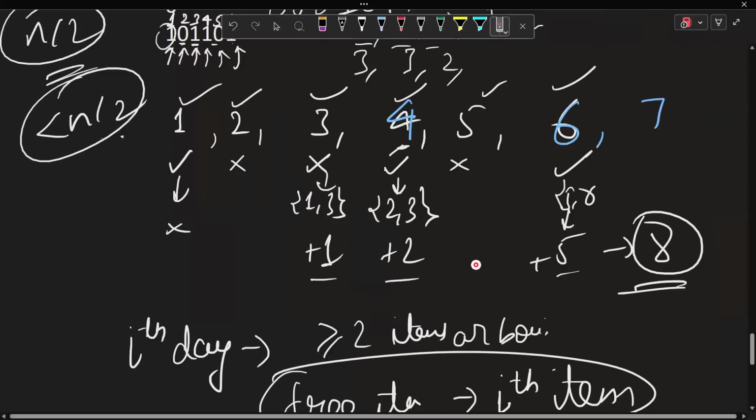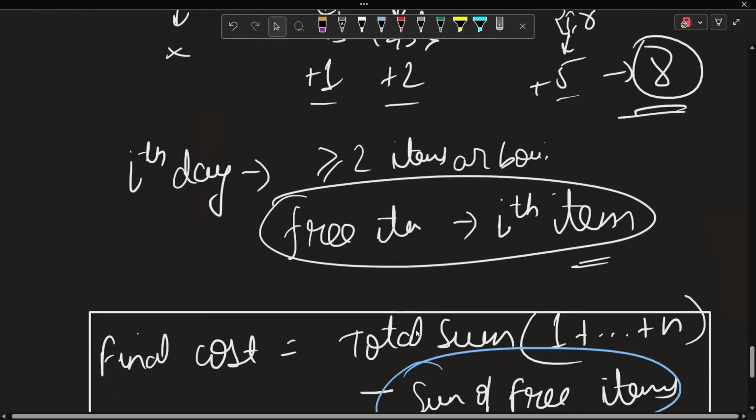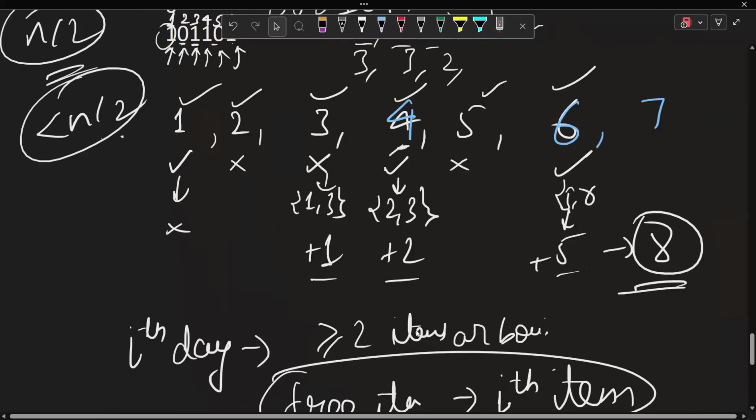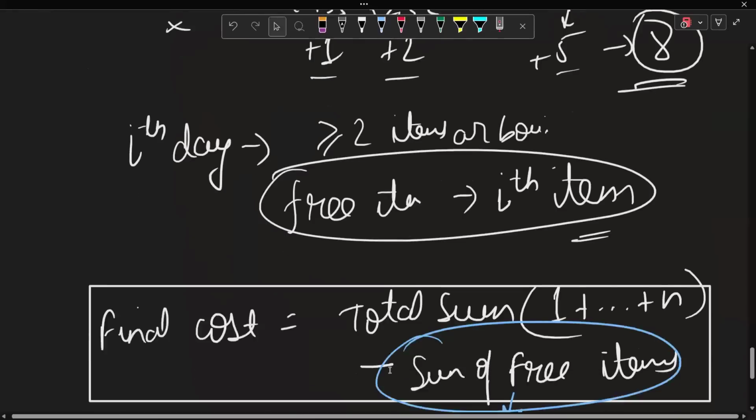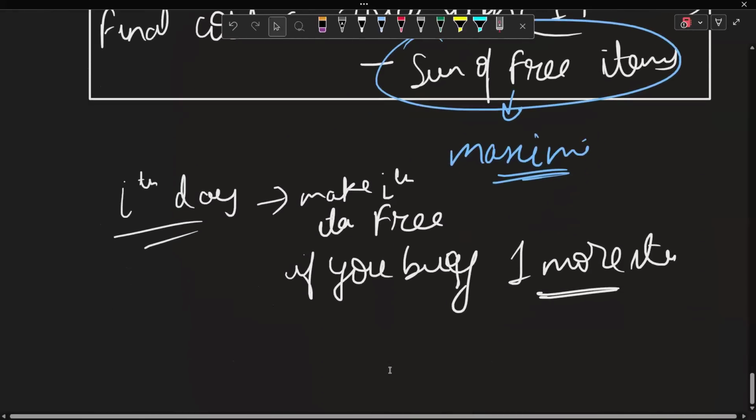Okay, got it. So I hope this greedy thing is clear to everyone, that on the ith day, if we are making some item free, it would be the ith item that we are making free.